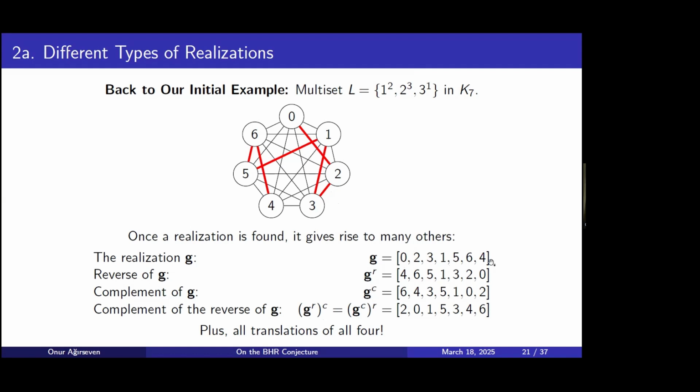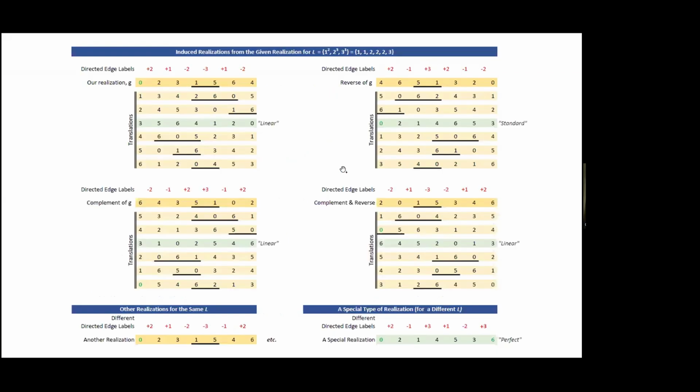In fact, for each path, translations, because I'm in K7, will give me a total of 7 paths: 6 translations other than the original one, and 4 categories. So there are, as you can see in the next slide, 28 paths that you get once you find one path. Now, I'll talk a little bit about this.